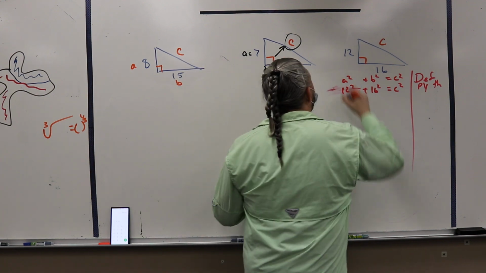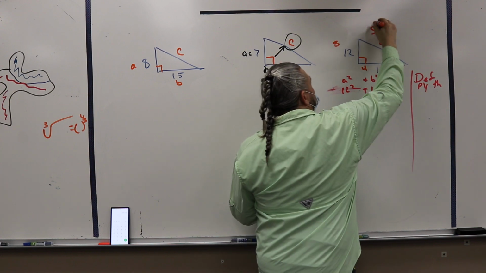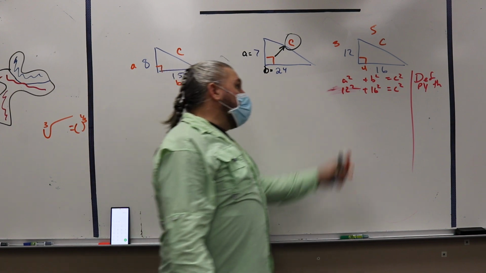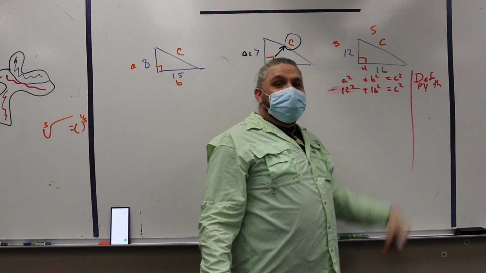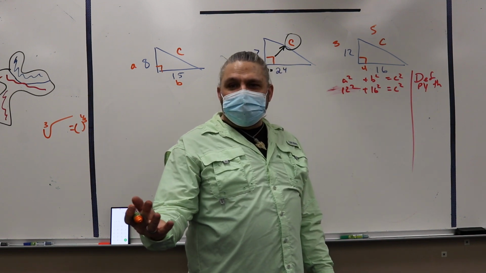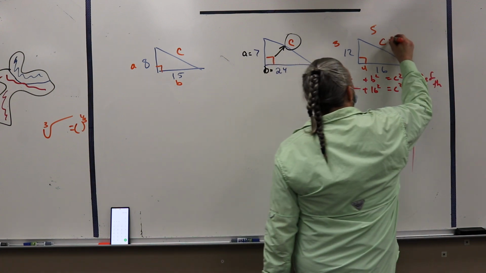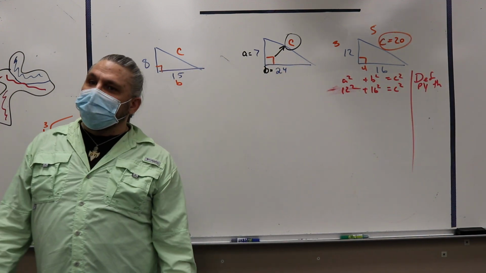Remember that 3, 4, 5 triangle? Oh, yes, I do. Does 3 go into 12 a certain amount of times? 4. Does 4 go into 16 a certain amount of times? 4. So does 5 go into... You see what I'm saying? What does 5 go into 4 times? 20. Whoa. Right? Does that always work?